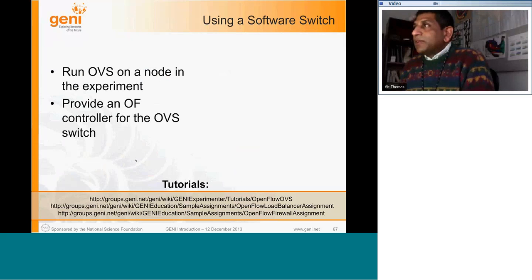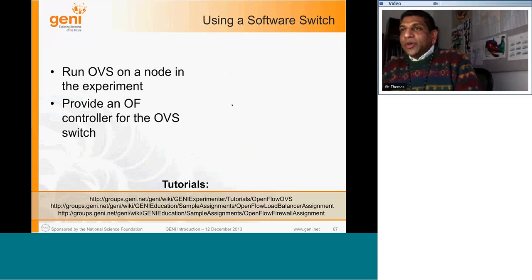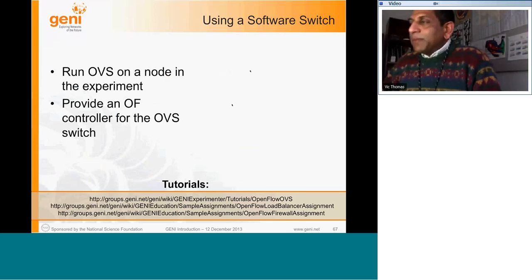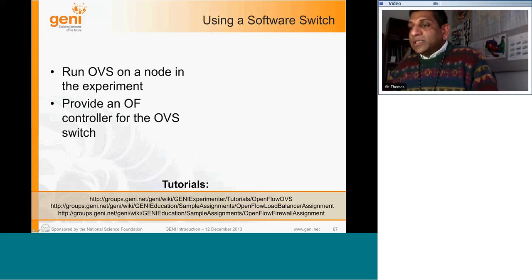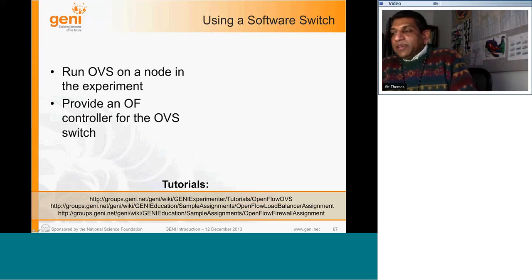Essentially you can use a software switch, OVS, that runs in a node in your experiment, and you provide a controller that connects to the switch. I don't know what happened to my little graphic here, but I had a graphic showing a node running OVS connecting to three other nodes, and you're running an experiment across that. We have tutorials on how to use the software switches. There's one that we commonly do at the GENI conferences, and actually two of them. I can get you the copy of the slides. They have the URLs and detailed instructions, so you can run the exercise yourself and get a feel for using OVS and running OpenFlow experiments in GENI.